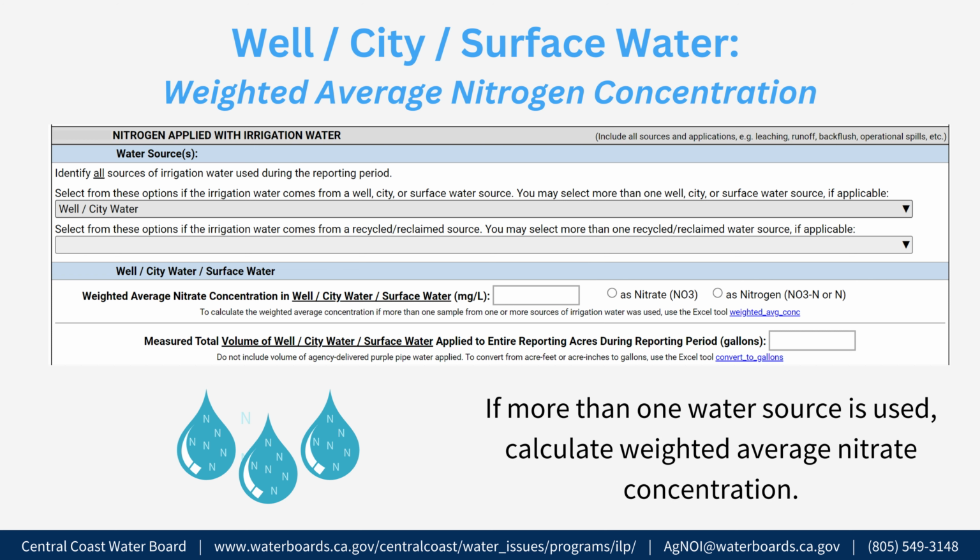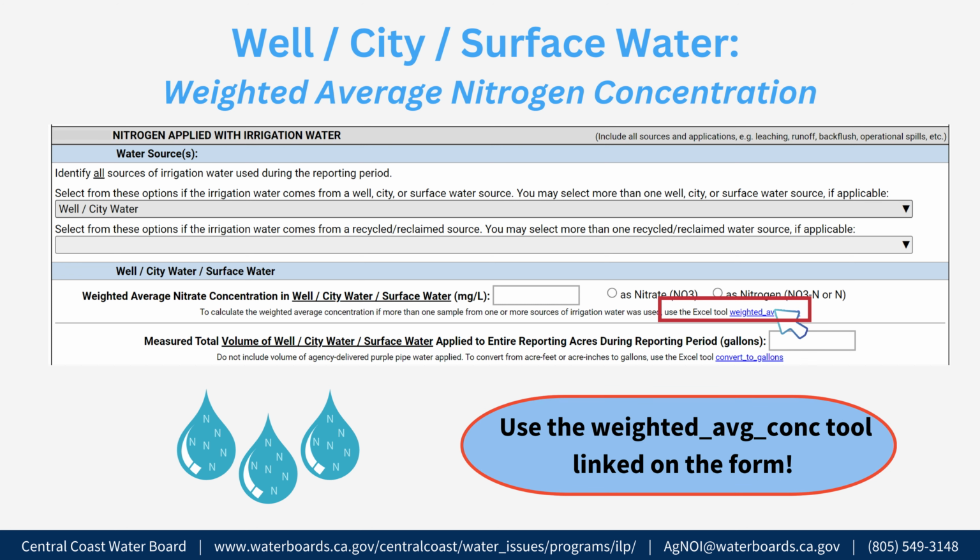In instances where more than one source of water is used to irrigate, the weighted average must be calculated using measured volume and concentration information from each water source. Use the tool linked in the INMP Summary Report and below to calculate the weighted average nitrate concentration in irrigation water.